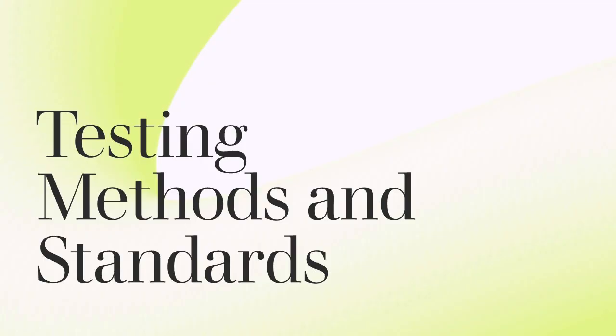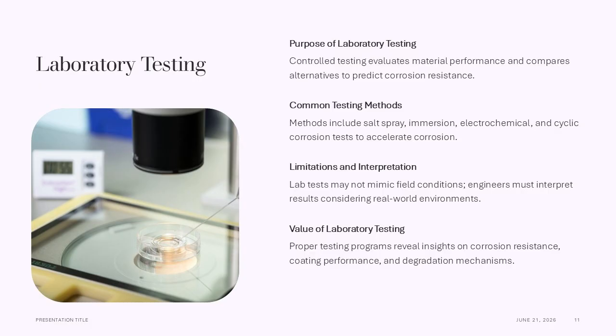Testing methods and standards: laboratory testing, field testing, and industry standards. Laboratory corrosion testing provides controlled conditions for evaluating material performance and comparing alternatives. Common laboratory methods include salt spray testing, immersion testing, electrochemical testing, and cyclic corrosion tests. These methods allow engineers to accelerate corrosion processes and obtain results within practical timeframes.